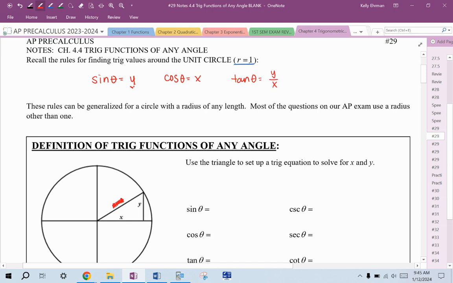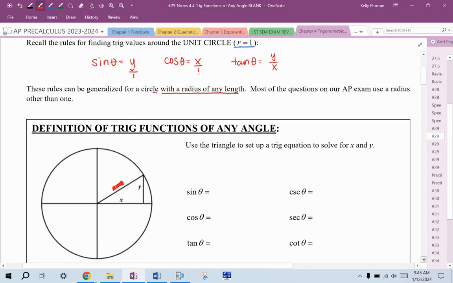And the reason that was true was because r was 1. So really we were saying like sine of theta equals y over 1 and cosine of theta equals x over 1. And 1 was not involved for tangent. So we can generalize this rule for a circle with a radius of any length. It doesn't have to be the unit circle. R could be 2 or 3 or whatever. So a lot of our AP questions are going to use a radius other than 1.